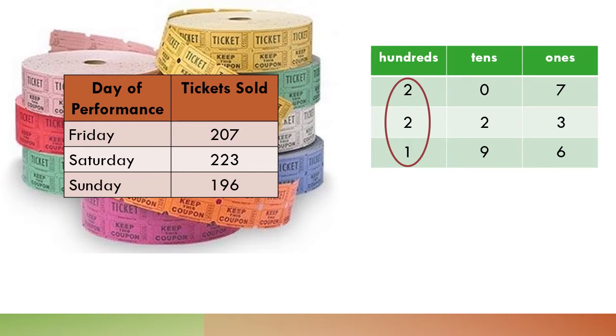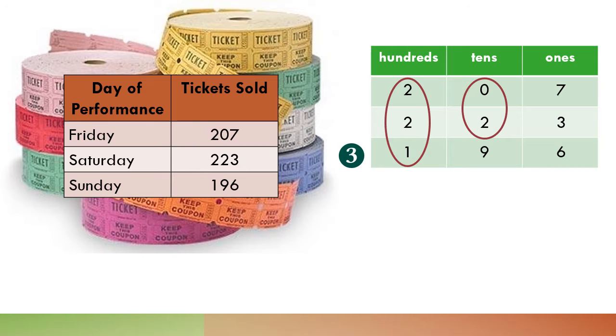Well, right away we can see that the 1 is the least amount. So we can automatically say that 196 will be the least number of tickets sold. So we can already mark that as our third number in the case of greatest to least. So that means now we have our 207 and 223 that both start with 2 in the hundreds place. So now, just like before when we compared numbers, we have to go to the next place, which is the tens place.